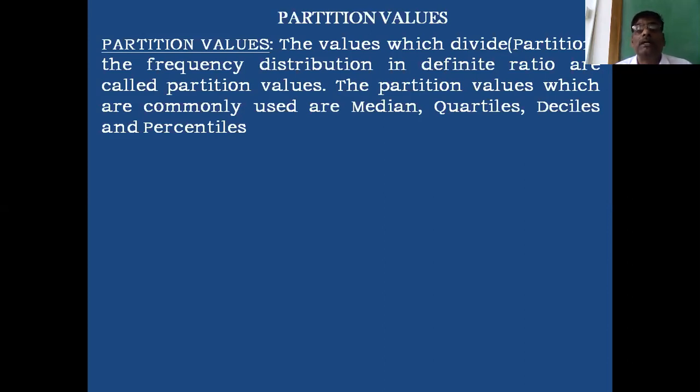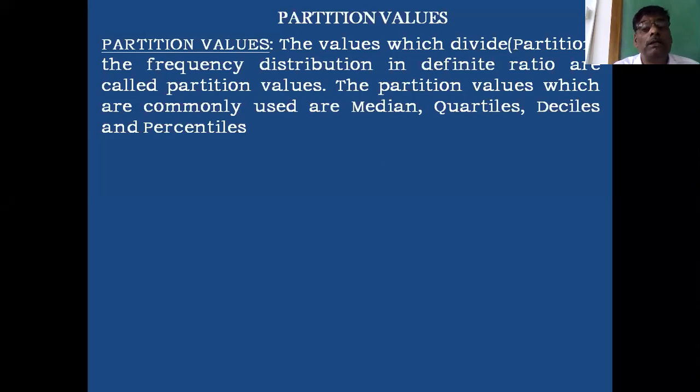And next is percentile. What is percentile? Total frequencies are divided into 100 equal parts and we calculate 99 values. Those 99 values are called percentiles. This is the point you remember. Partition value means the value which divides the frequency distribution in a definite ratio. You remember this much for your 2 marks question.